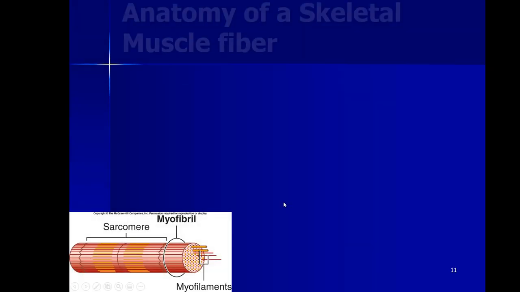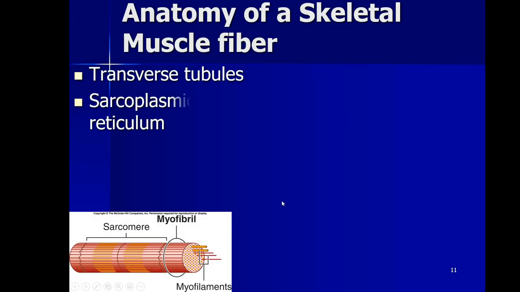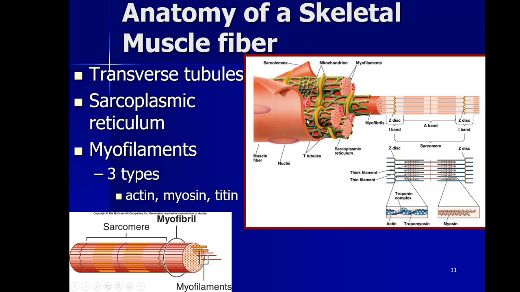myofibrils. Now, if we look at some other structures that we haven't gotten to yet, these yellow tubes, so if you look closely at these yellow tubes, they actually open up to the outside. These are called transverse tubules, sometimes just known as T-tubules. This is how you get electricity deep inside the muscle cell. So electrical signals are going to travel down these T-tubules deep into the muscle cell.